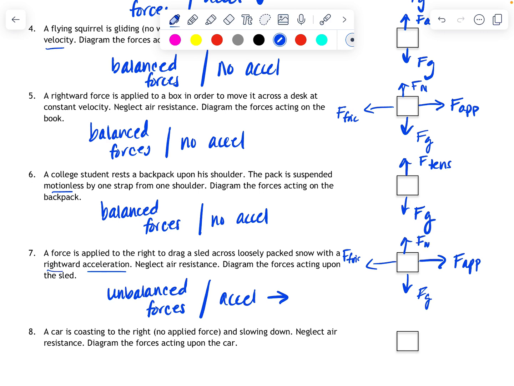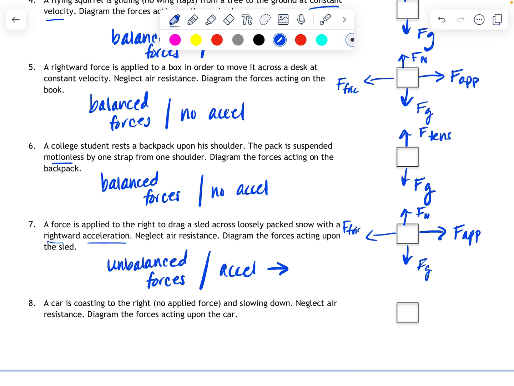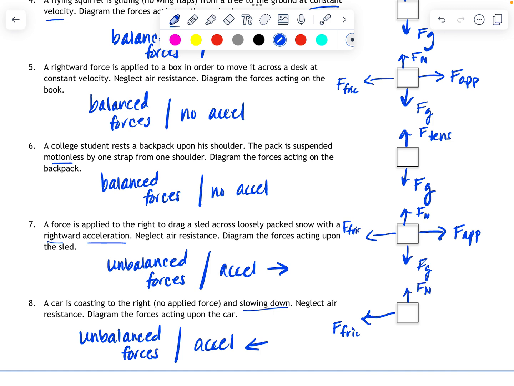And this one, a car is coasting to the right with no applied force and slowing down. This one's a little confusing. Neglect air resistance. So it's slowing down, so it's still accelerating. Remember, that's one of the conditions: speeding up, slowing down, or changing direction. So we do have an acceleration that way, but there's no applied force, so what's slowing it down has to be the force of friction. But we still have our normal and our force of gravity.